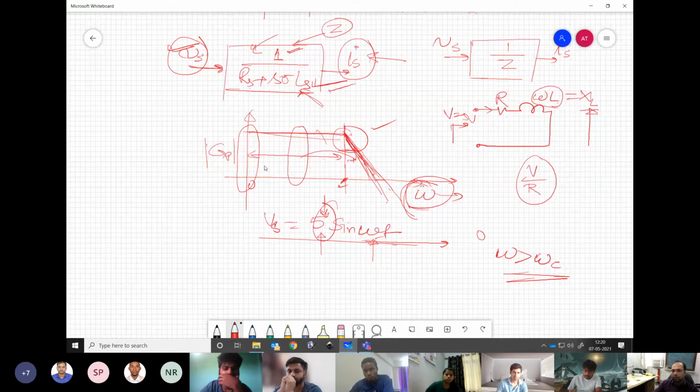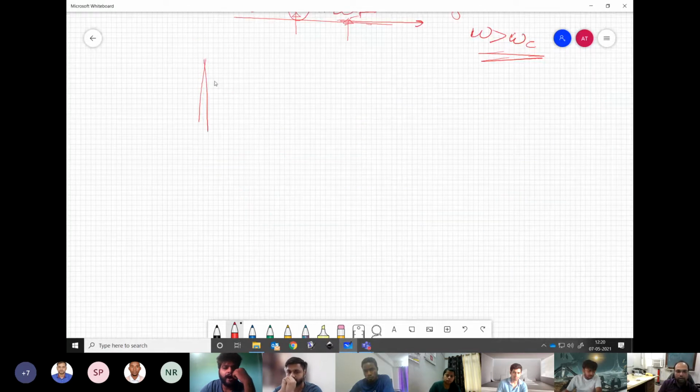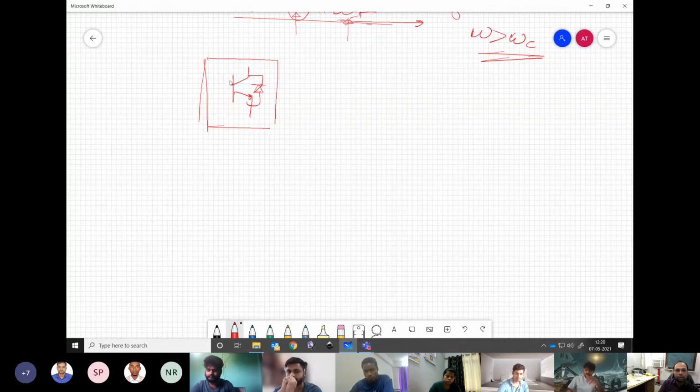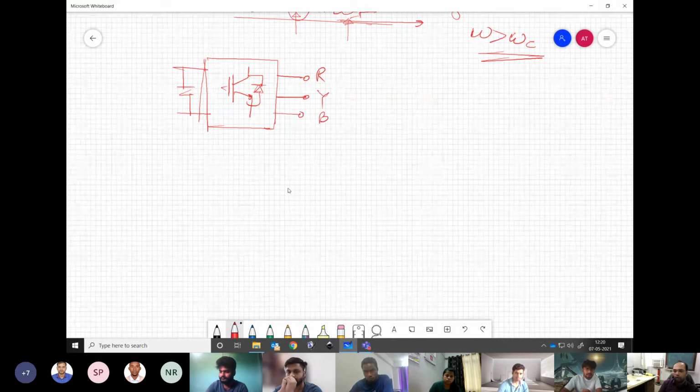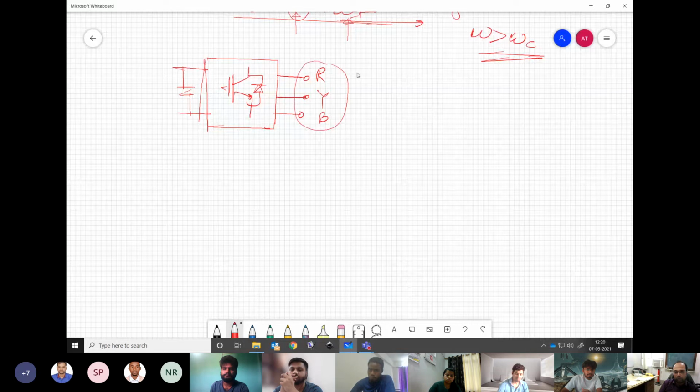Now, similarly, when we have to model our converter, what is our converter? Converter is a DC to AC converter. 2 level, 3 level, whatever it is. It has a DC voltage and it has AC output terminals. Now, how do you control these output voltages? Let's say VR, VY, VB. How do you control these?